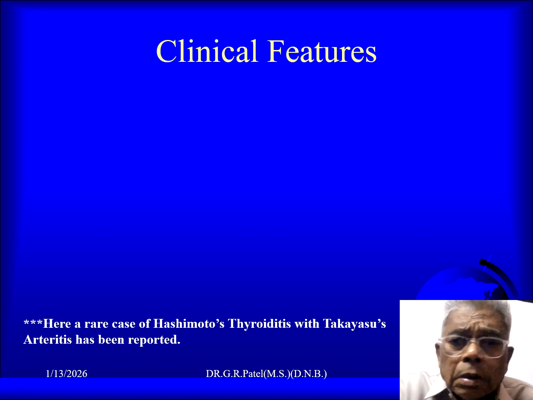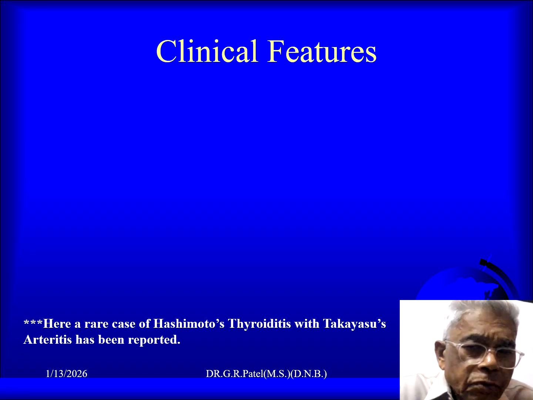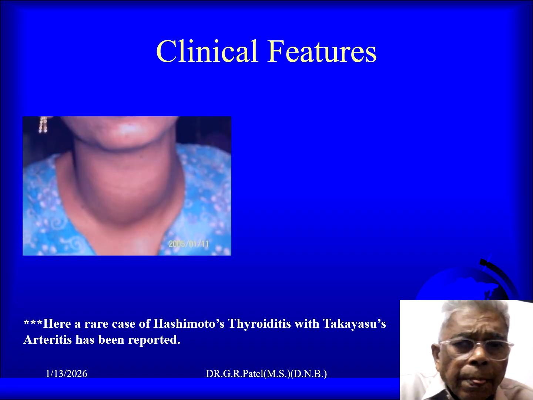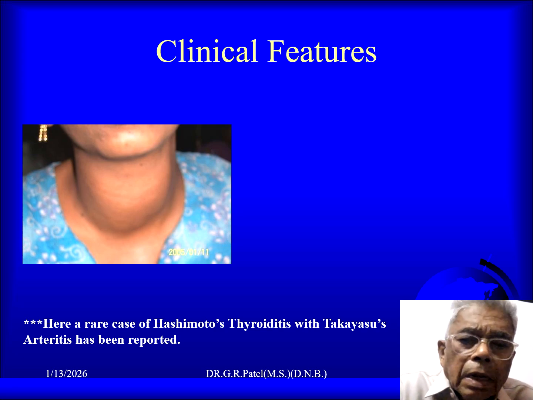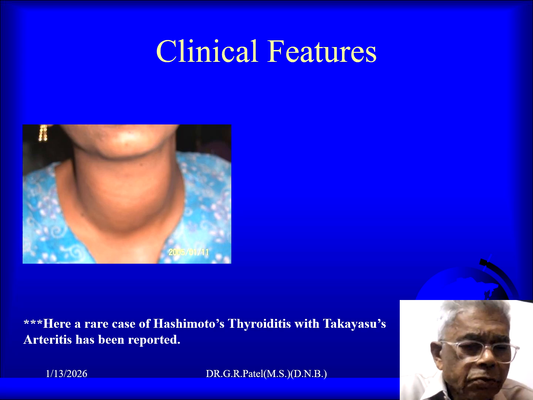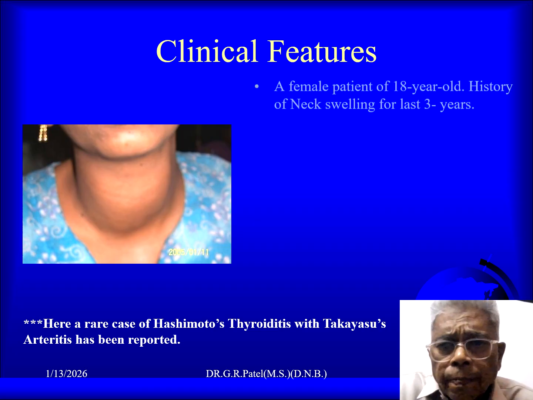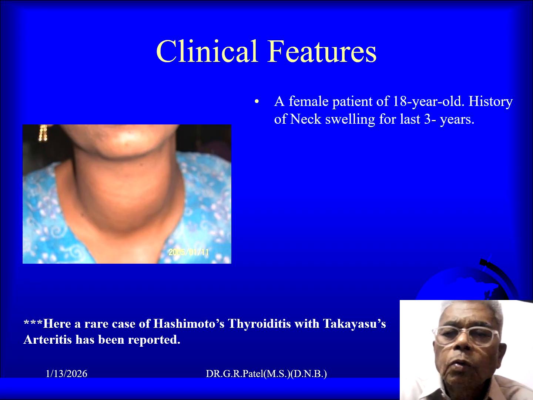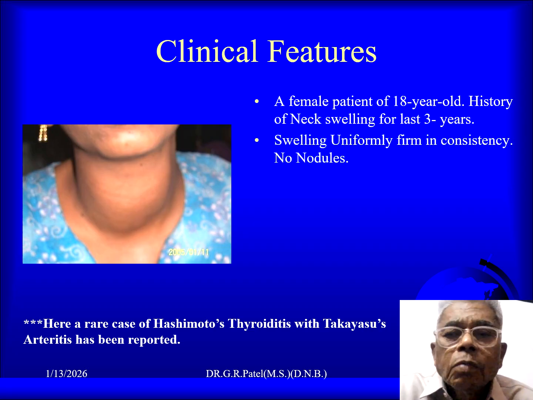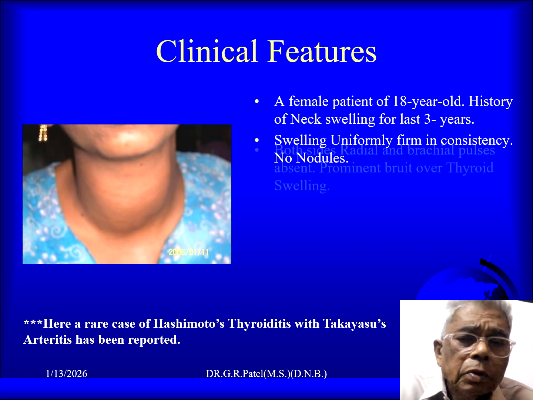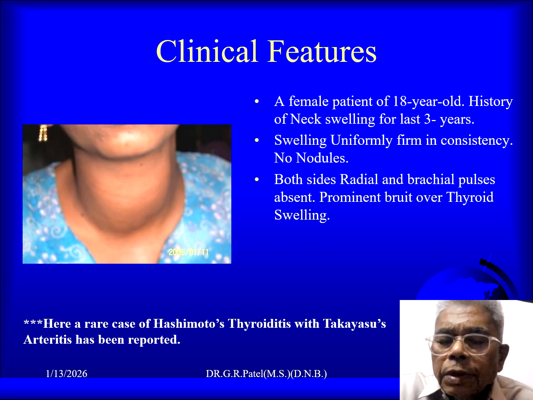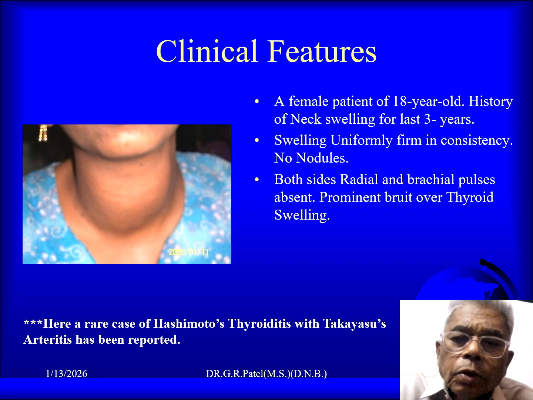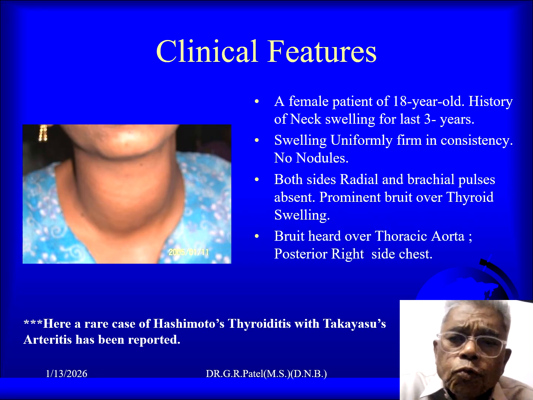Clinical features. Here, a rare case of Hashimoto's thyroiditis with Takayasu arteritis has been reported. A female patient of 18 years, with a history of neck swelling for the last 3 years. Swelling uniformly firm in consistency, no nodules. Both sides radial and brachial pulses absent. Prominent bruit over the thyroid swelling. Bruit heard over the thoracic aorta, posterior right side of the chest.